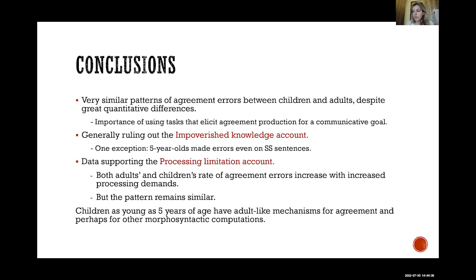So the general takeaway message that I think we should take from these data is that children as young as 5 years of age do have adult-like mechanisms for subject-verb agreement computation, and maybe also for other morphosyntactic computations.